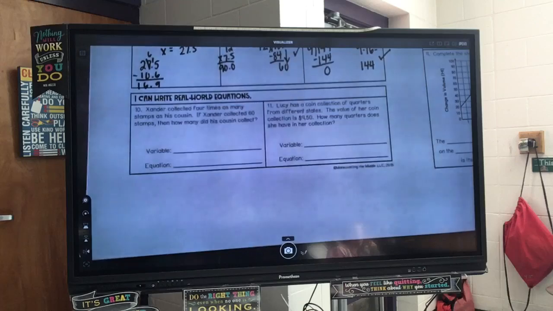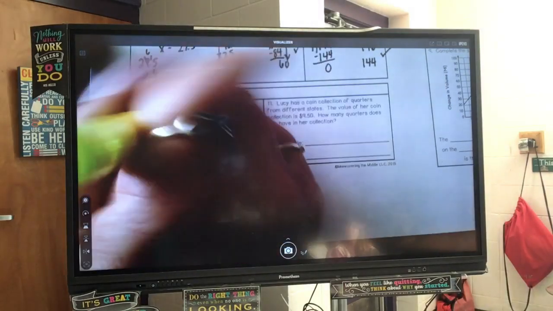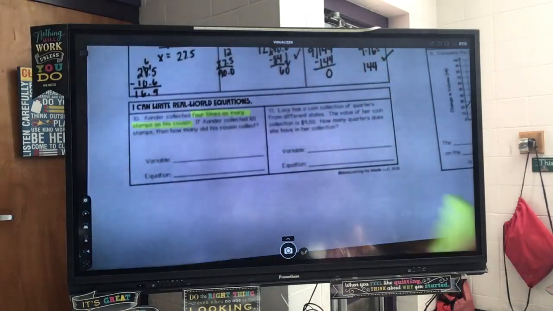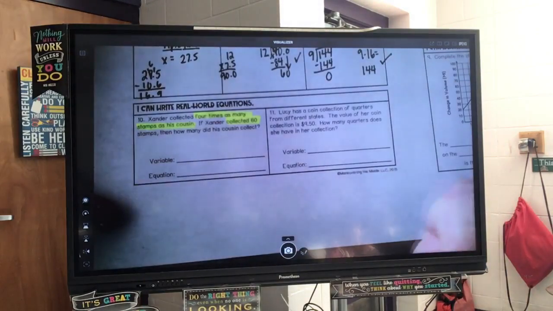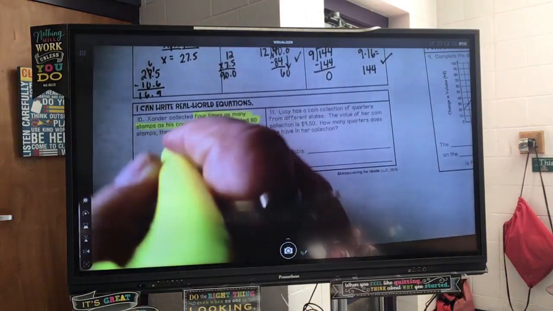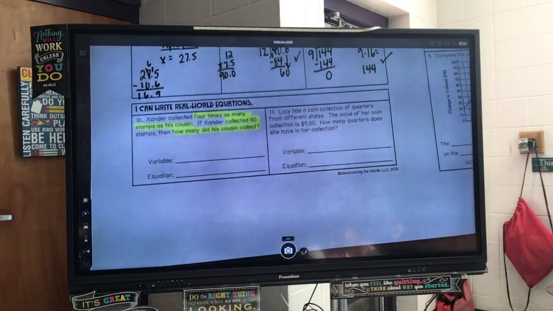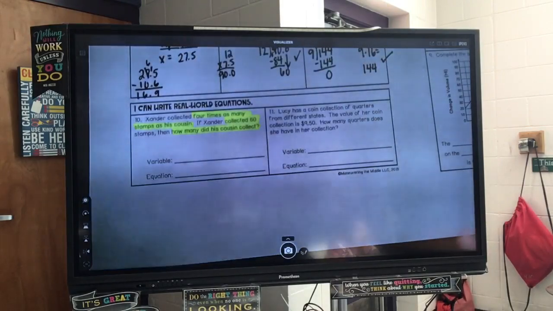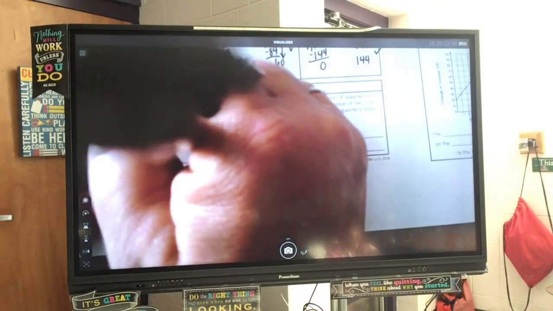Levi. So 4 times as many stamps as his cousin. Okay, what else? So collected 60. And then what else? Alright, so the variable, what are we looking for? What are we looking for in this problem? Haley? Number of cards or stamps?